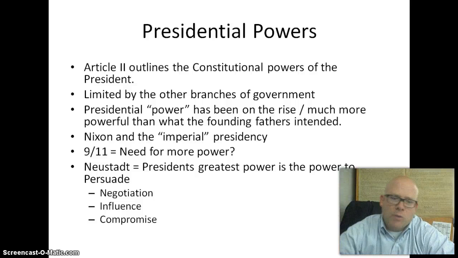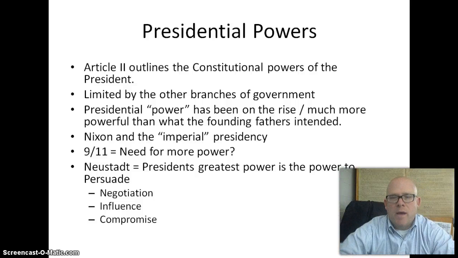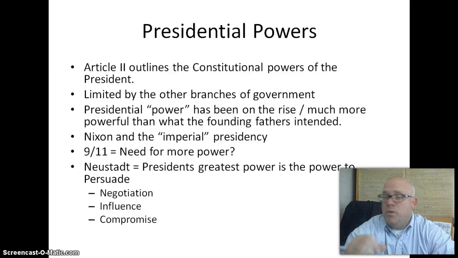All right, presidential powers. Article 2 of the Constitution outlines the constitutional powers of the President. Again, a key review here: Article 1 deals with Congress and the legislative branch. Article 2 deals with the executive branch and the President. Article 3 deals with the Supreme Court and the federal court system. So Article 2 is specifically left for the executive branch and the President of the United States.